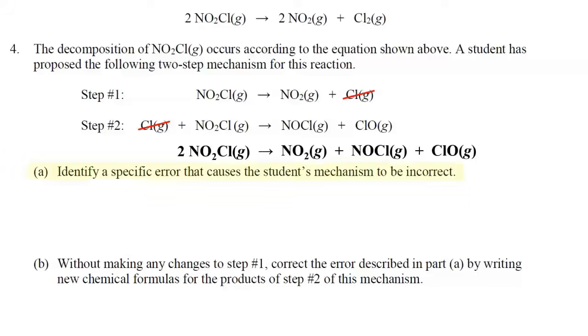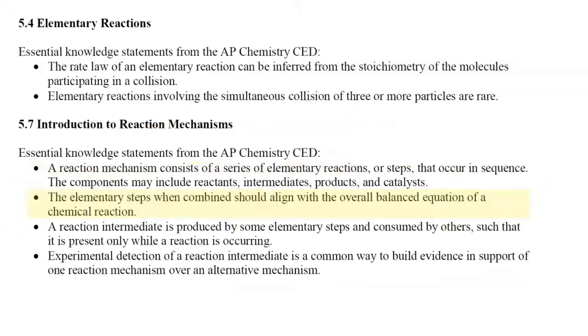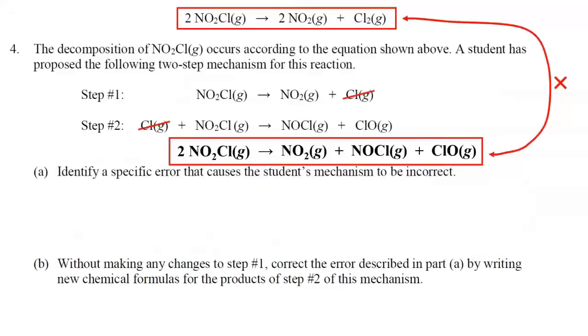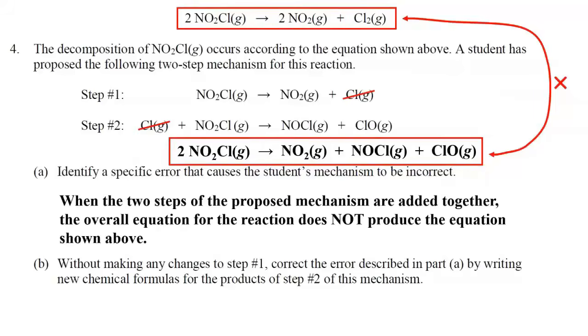Part A, identify a specific error that causes the student's mechanism to be incorrect. So in the essential knowledge statements for topic 5.7, it says that the elementary steps, when combined, should align with the overall balanced equation of a chemical reaction. So clearly, that's the problem with this mechanism, that when the two steps of the student's proposed mechanism are added together, the overall equation for the reaction does not produce the equation shown above.